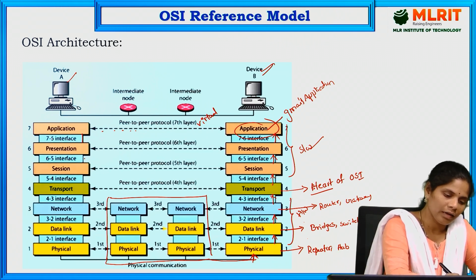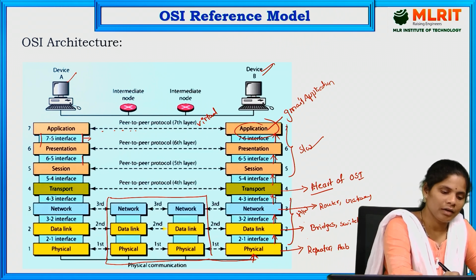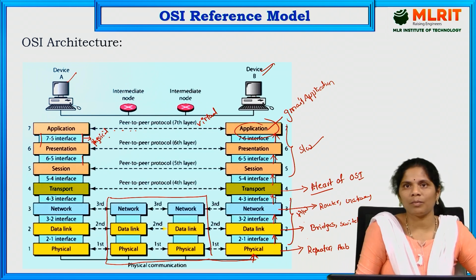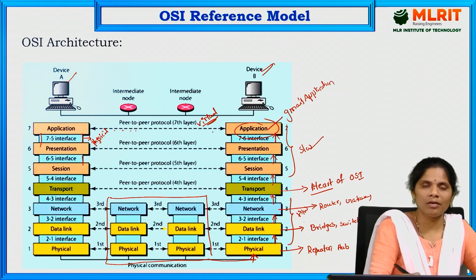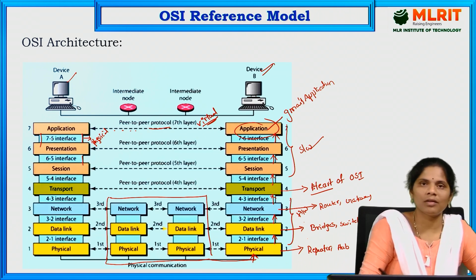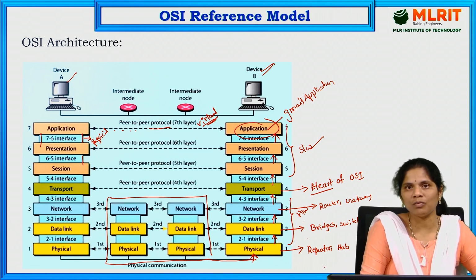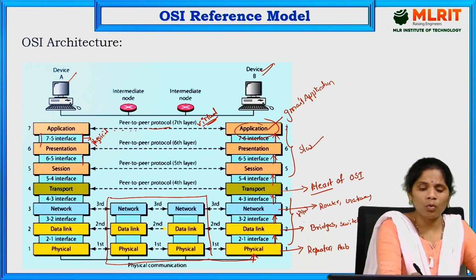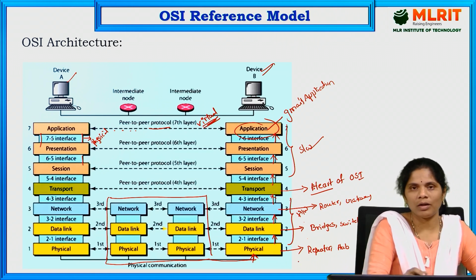In between the layers, it is having the physical communication. This physical communication is nothing but the interface. Virtual communication is nothing but protocols. What are the different peer-to-peer protocols we are using? Each layer is having its own protocols. That is virtual communication. And finally, it reaches the destination.